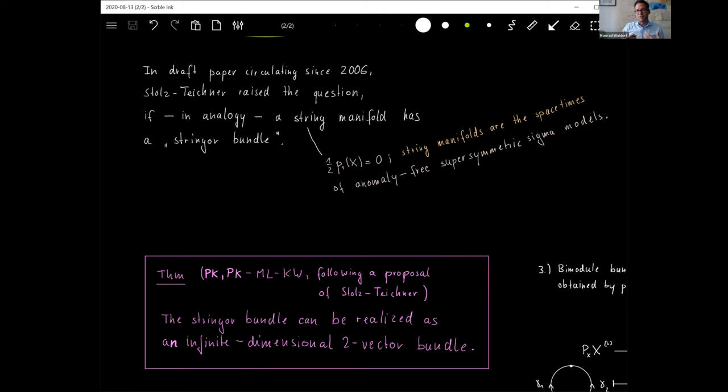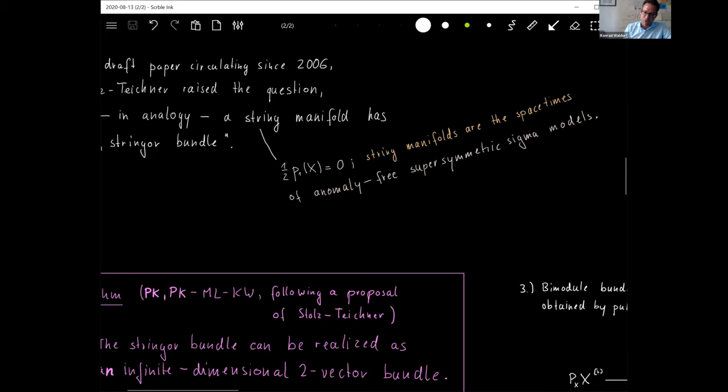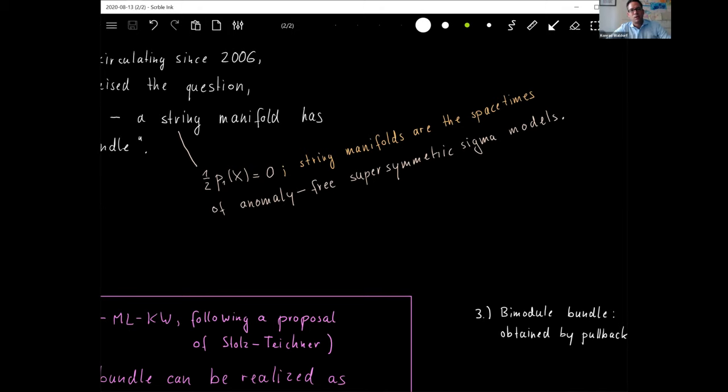And so let me just remind you that a string manifold is a manifold where the first fractional Pontryagin class vanishes. That's the condition, like for a spin manifold, the Stiefel-Whitney classes vanish. And string manifolds are interesting because they are the target spaces, the space-times, for supersymmetric sigma models that do not have this anomaly, which is represented by this Pfaffian line bundle on the mapping space of surfaces.